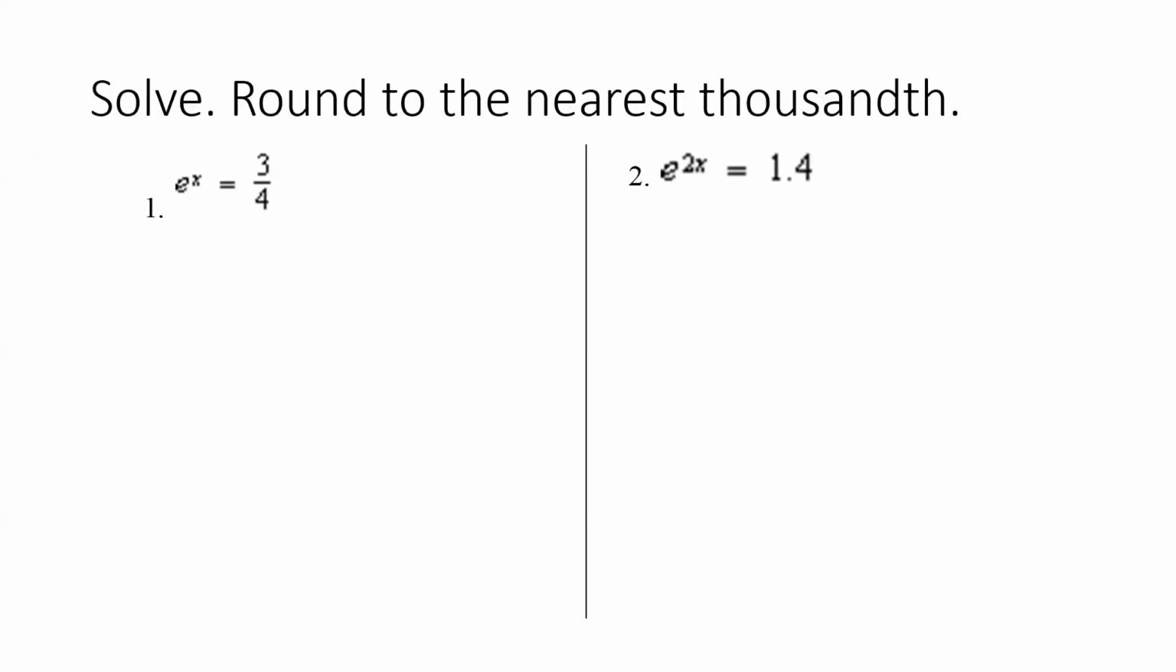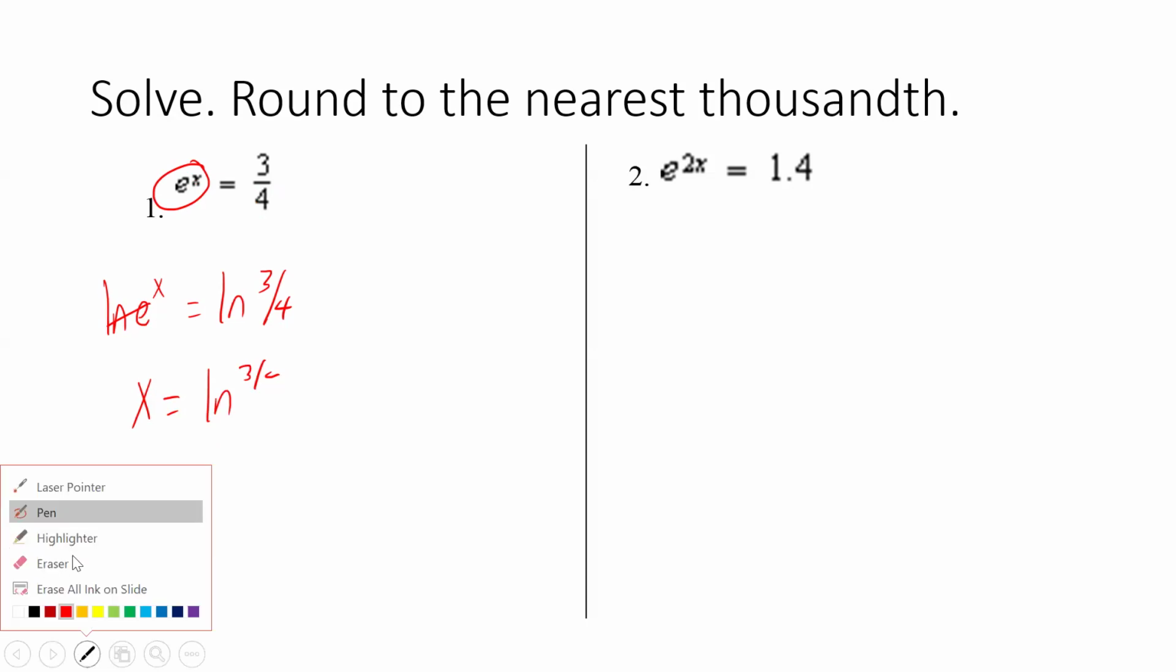All right. So first we have e to the x equals 3/4. My exponent is already by itself. There's nothing around it. I don't need to add, subtract, or anything. So what we're going to do is take the natural log of both sides. What I do to one side, I have to do to the other. When we take the natural log of e, what happens? The base cancels out and the power is set free. So we get x equals natural log of 3/4.